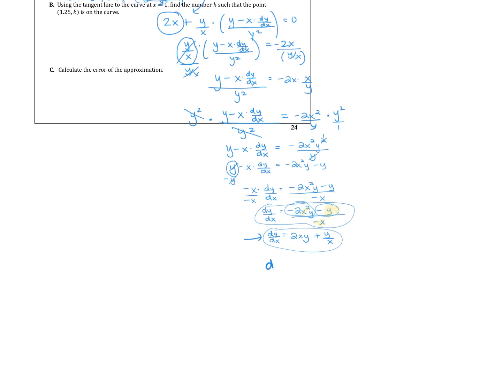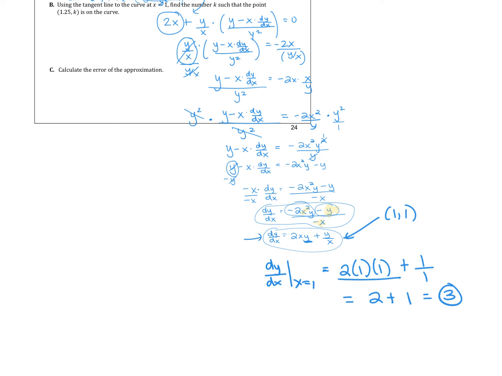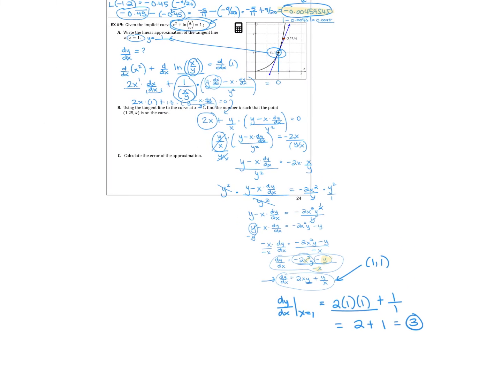That's our derivative. We want to know what our derivative is at x equals 1, so we can find the slope of our tangent line or linear approximation. We know that at x equals 1, y is also equal to 1. So 2 times 1 times 1 plus 1 over 1. The reason why I know x and y are 1 is because the point of local linearization is at 1, 1. So we have 2 times 1, which is 2. 1 over 1 is 1. So then we get a slope of 3. The slope of our linearization is going to be 3.